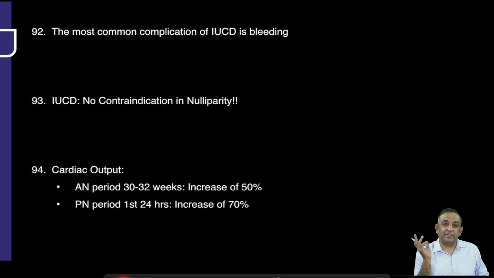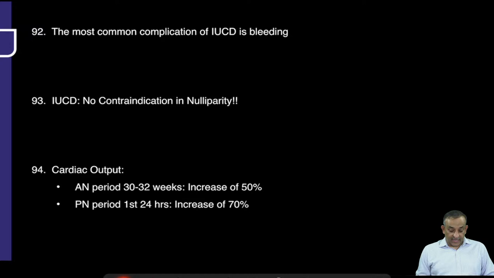IUCD can be put in. If a uterus can push blood out through the cervix, that uterus can easily receive an IUCD. There's no contraindication to IUCD in a nulliparous woman. Wherever you heard of it, please remember, it's wrong. Nowadays in India also, it is a new common trend. Oh yeah, society will change. And this is fine. Anyway, we'll talk about the subject for the time being. Most common complication of IUCD is bleeding, and no contraindication of IUCD in a nulliparous woman.